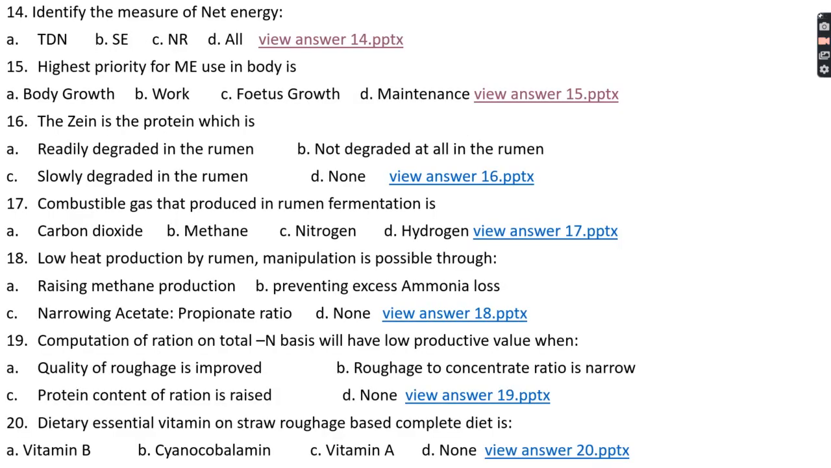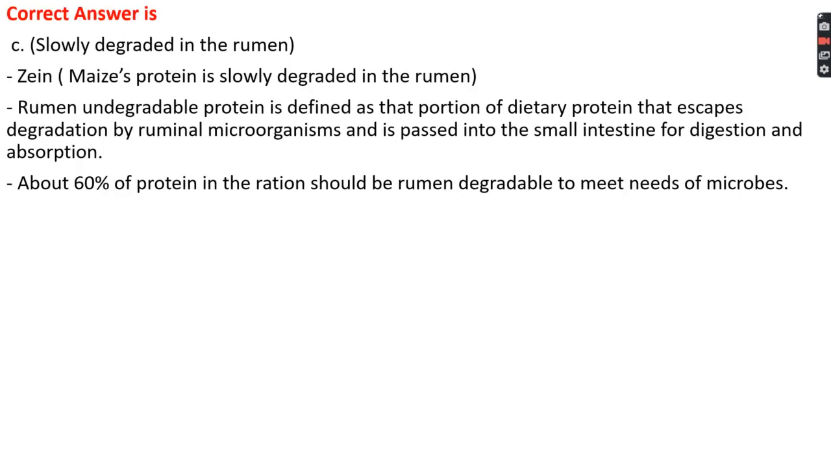Question number 16. Zein is a protein which is option A, readily degraded in the rumen, option B, non-degraded at all in the rumen, option C, slowly degraded in the rumen, option D, none. The right answer is option C, which is slowly degraded in the rumen. Zein, which is the maize protein, is slowly degraded in the rumen.